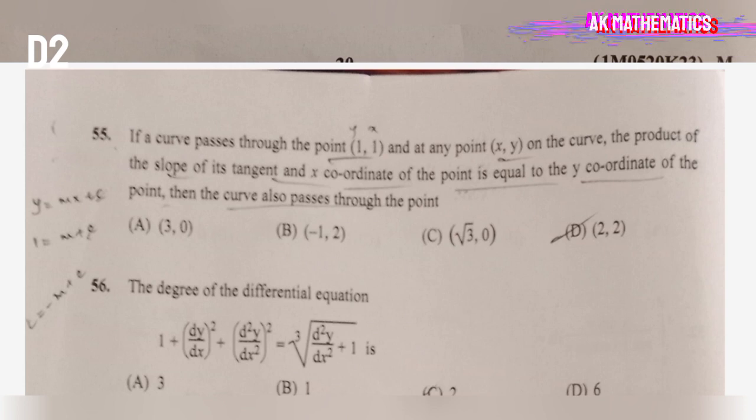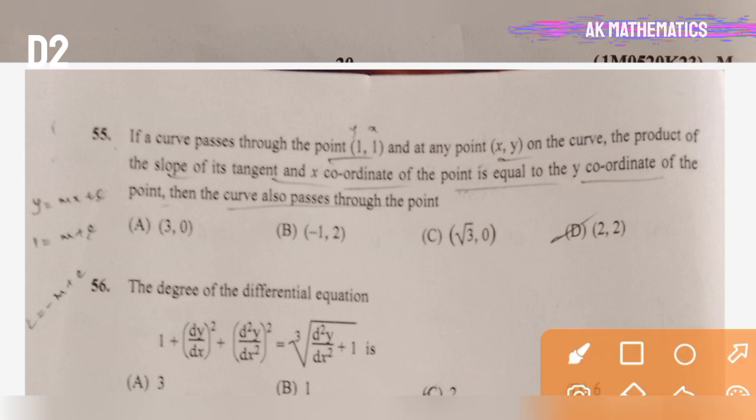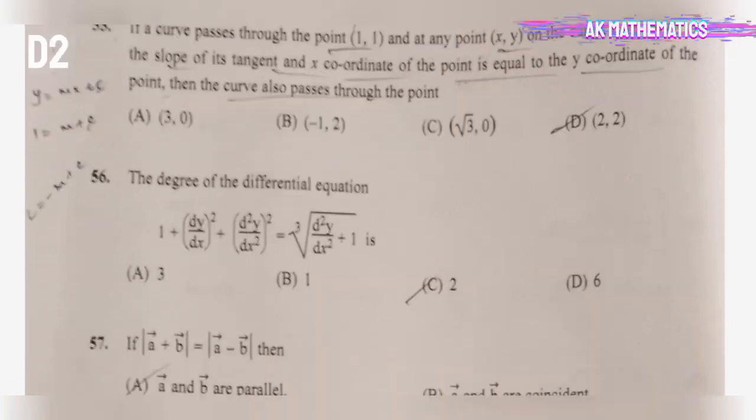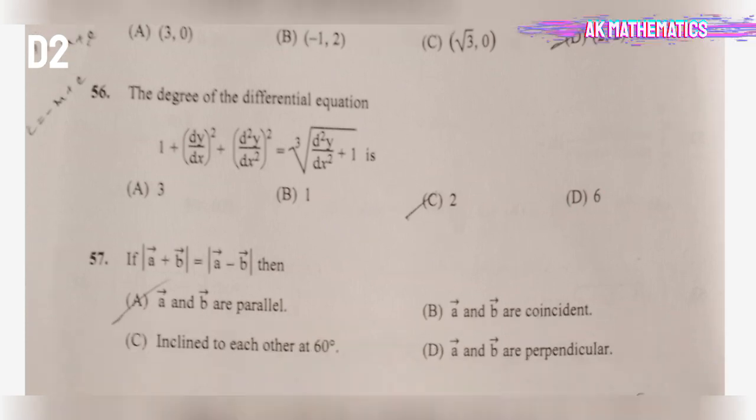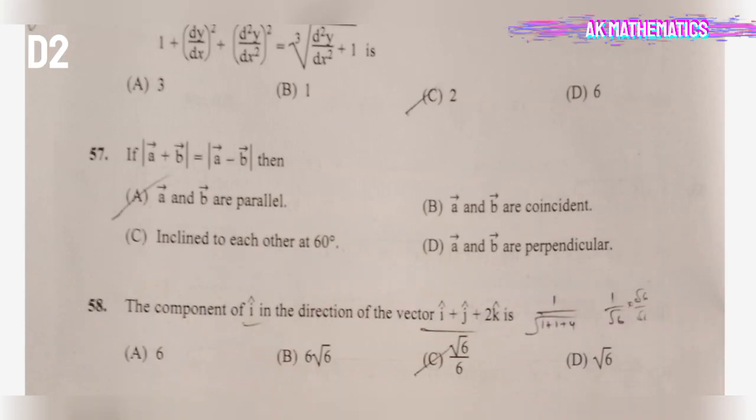From 54 to 60, each and every question answer is D. So if we move for 56, it is again D, that is 6. The 57th question was also repeated from the previous year question paper. If you check the previous year question papers, then you will get to know about this question. So the answer for this question is again D.